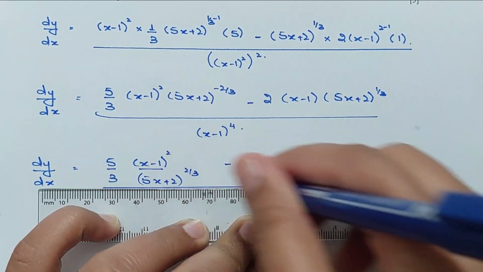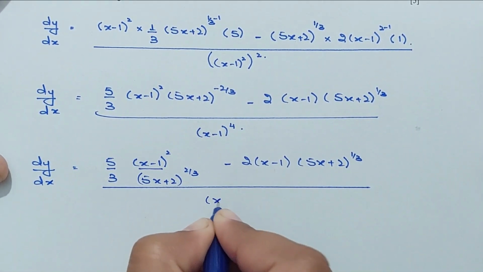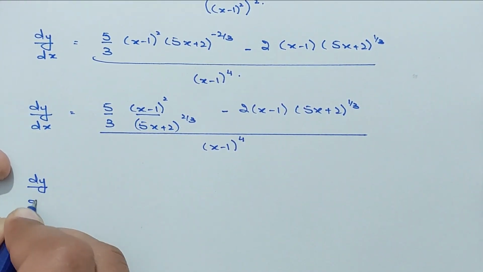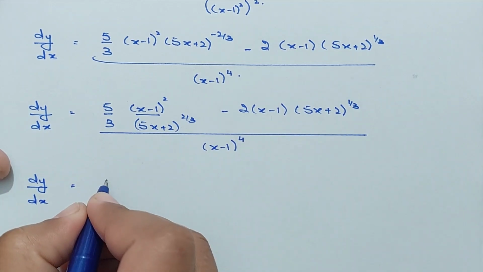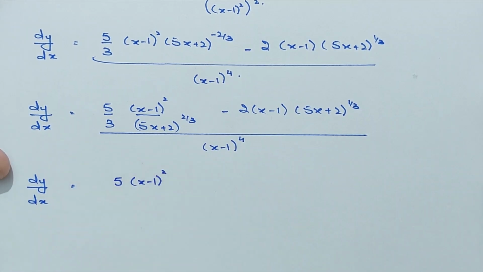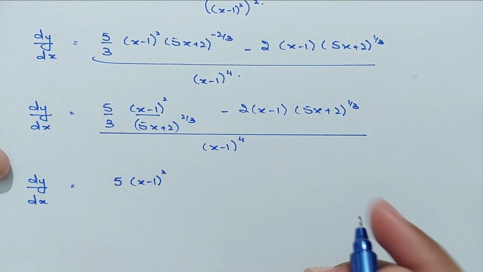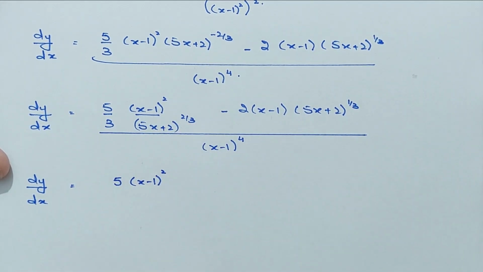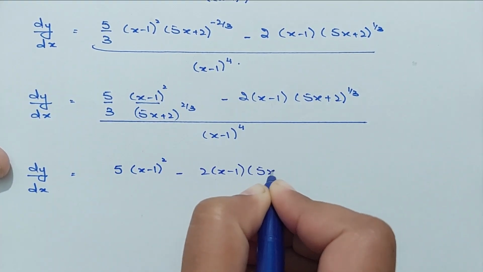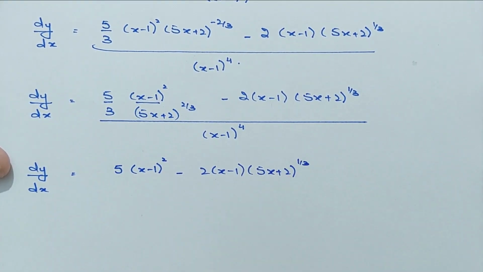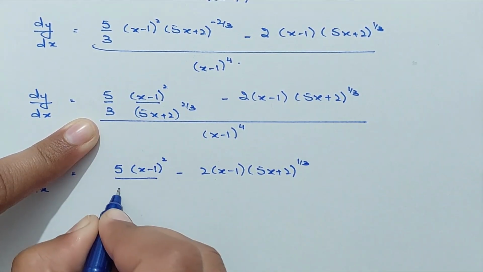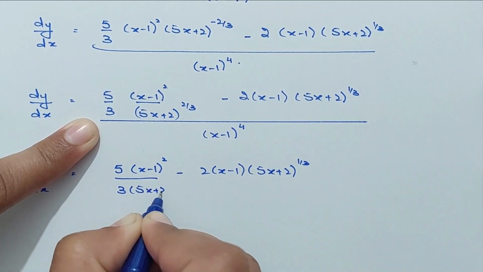divided by (x minus 1) to the power 4, right? So here dy over dx should be equal to, let me take the LCM in the numerator. Okay, so we have 5 (x minus 1) squared, right? So let me take the LCM with 3 and (5x plus 2) to the power 2 by 3, all right? Okay, so we have 2 (x minus 1) (5x plus 2) to the power 1 by 3, right? So this function's denominator is 3 and (5x plus 2) to the power 2 by 3.